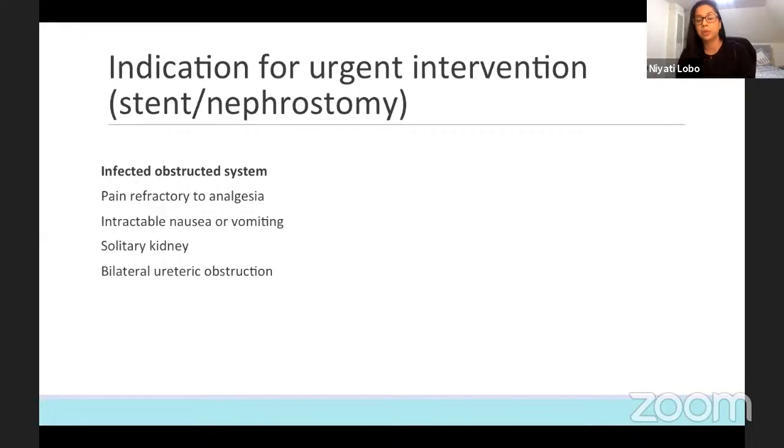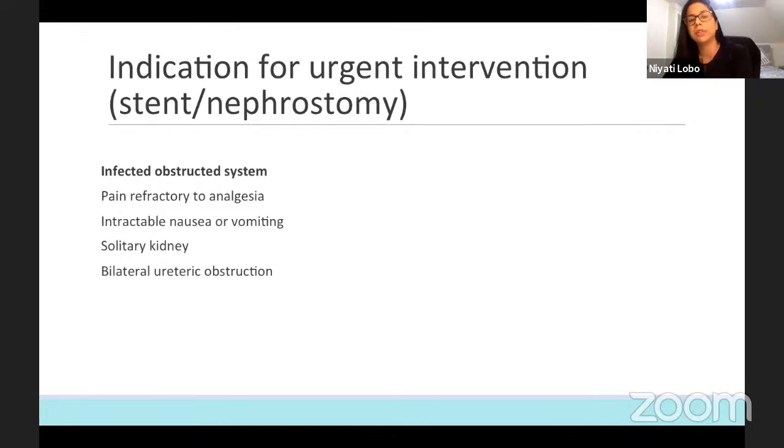So it's important to note that you're not treating the stone at that point in time. You're simply bypassing the stone. You're allowing all of that infected urine to drain, and you leave the stent or nephrostomy in. You allow the infection to settle down, and then you bring the patient back at a later date when all that infection is settled, and you then treat the stone. So definitive management comes later. The emergency management, which is to treat the infection and treat the obstruction, is to decompress the kidney.